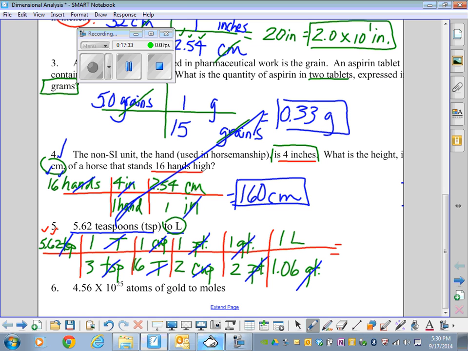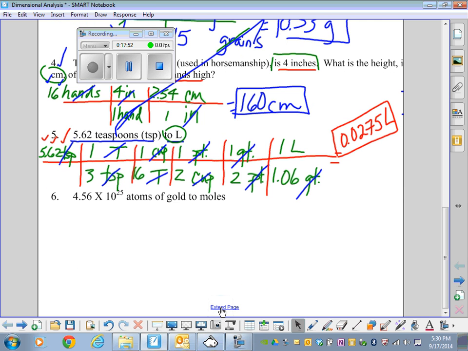Let's see how we would round that to sig figs. Our starting number was in 3 sig figs, so my final answer will have 3 sig figs, and it would be 0.0275 liters. All right, almost done. We're to the last problem.